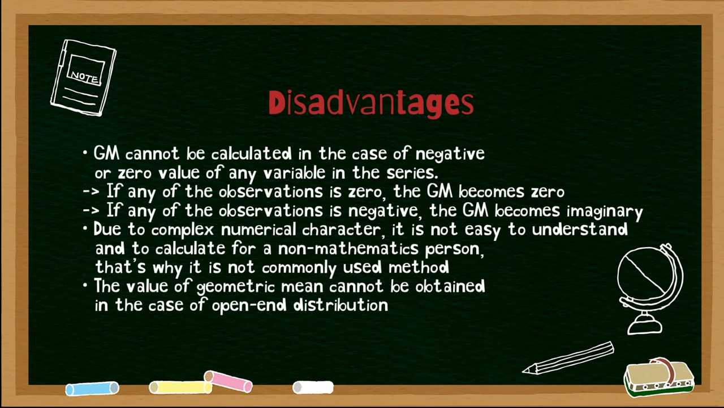Disadvantages: GM cannot be calculated in the case of negative or zero value of any variable in the series. If any of the observations is zero, the GM becomes zero, and if any of the observations is negative, the GM becomes imaginary. Due to complex numerical character, it is not easy to understand and to calculate for a non-mathematics person. That's why it is not a commonly used method. The value of geometric mean cannot be obtained in the case of open-end distribution.